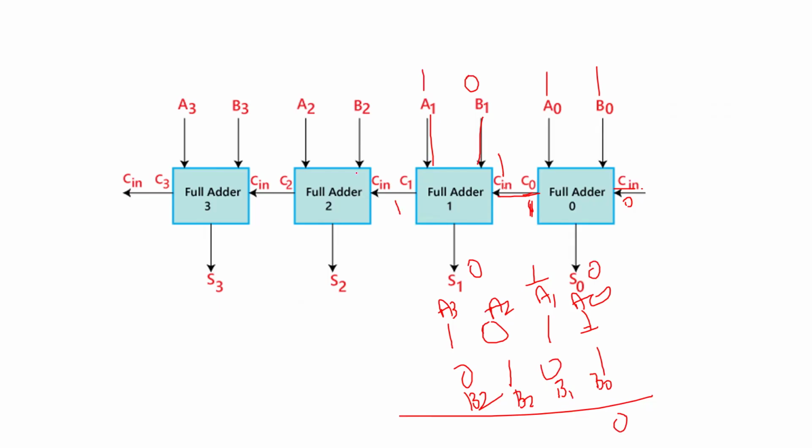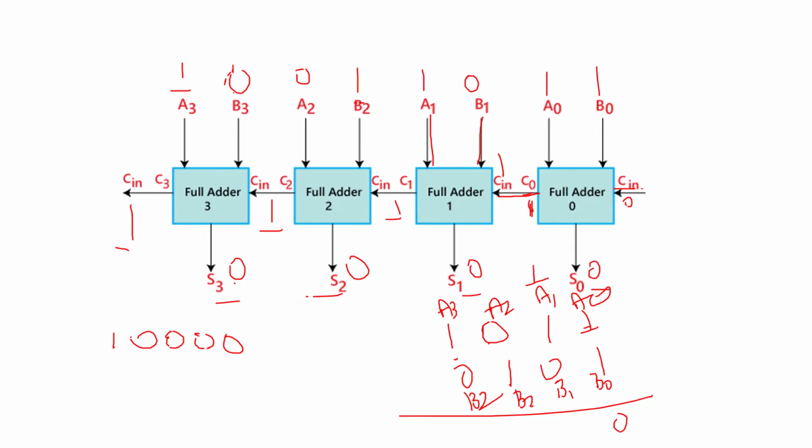Again, A2 is 0 and B2 is 1, plus the carry 1, so 1 plus 1 is 10, which means sum 0 and carry 1 forwarded. Again A3 is 1 and B3 is 0, so you add it with the carry and get 10. So the sum is 0 and the carry will be 1. So totally I'm getting 1 0 0 0 0. This is my answer. In the last slides we have seen the same thing. So diagrammatically, this is called the binary adder.